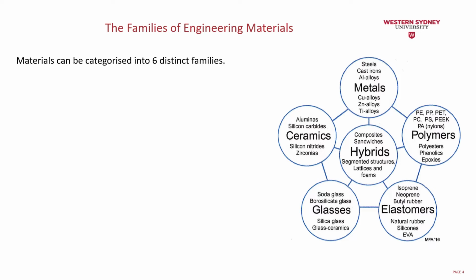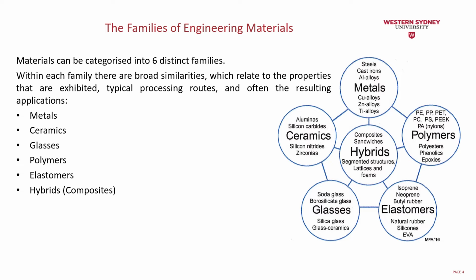Materials can be categorized into 6 distinct families. Within each family, there are broad similarities related to the properties that are exhibited, the typical processing routes, and often the resulting applications. These families are the metals, the ceramics, the glasses, the polymers, the elastomers, and the hybrids, what is known as composite materials.